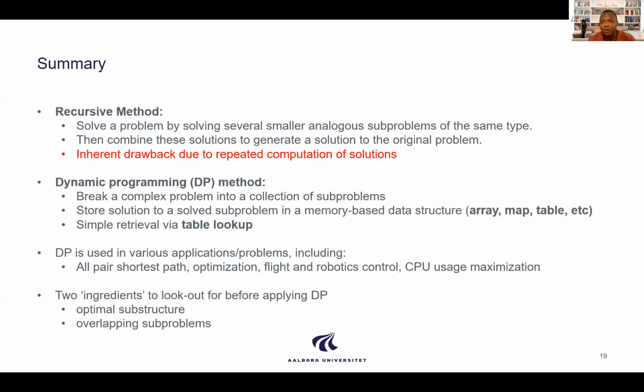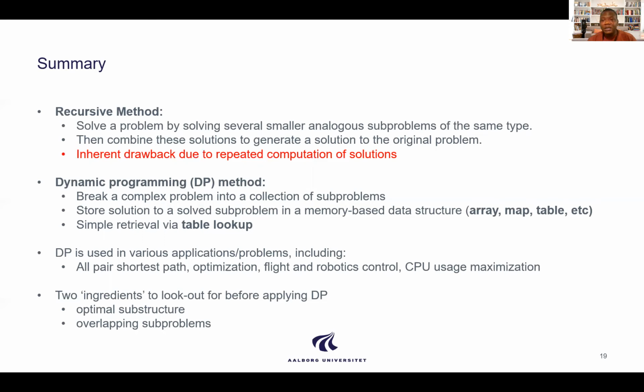And basically what you do is something similar to what you would do with the divide and conquer framework, where you break a complex problem into a set of sub-problems. You store the solution to any problem. You solve each sub-problem successively, store the solution either in an array, a map, a table, or any other data structure. Which means that instead of recalculating the solution to a sub-problem, you just do a lookup, just search for it, right?